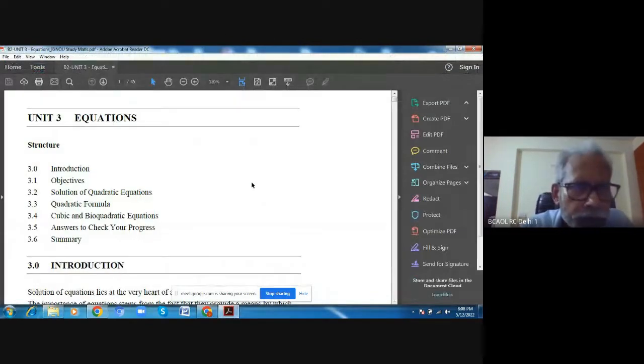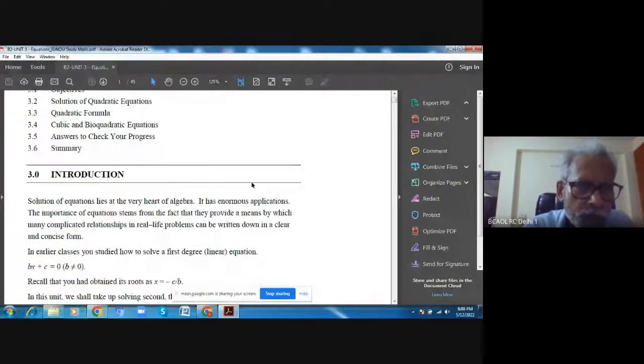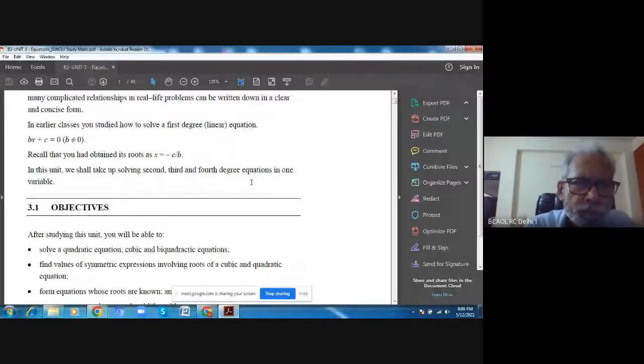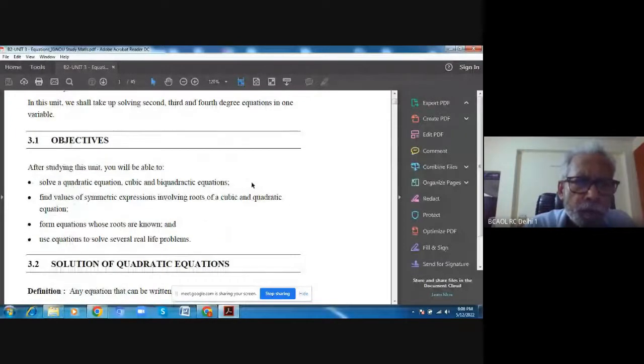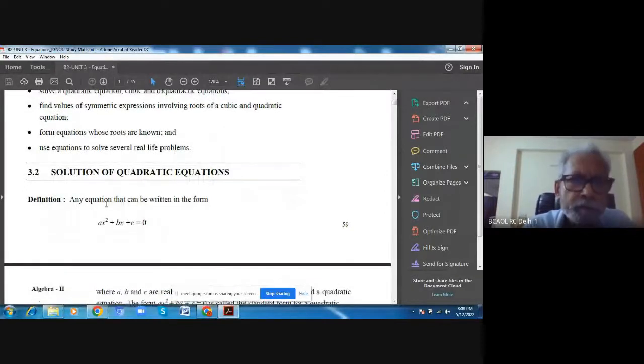Now, this is the unit 3 equations. I'm just giving you some of the important points. This is the important formula, that is ax square plus bx plus c. Better I can show you.